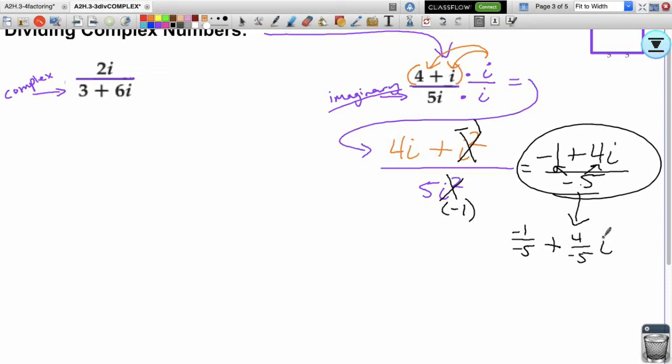which means that we simplify out some of our signs. A negative over a negative would be a positive 1/5. Positive 4 over negative 5 would be minus 4/5 i. Okay? These are both correct answers based on how they want it simplified, and we'll make sure we know before you get onto Khan Academy which one to do.